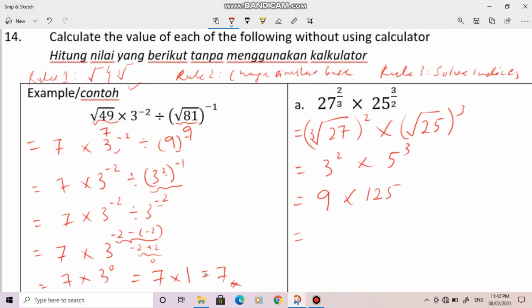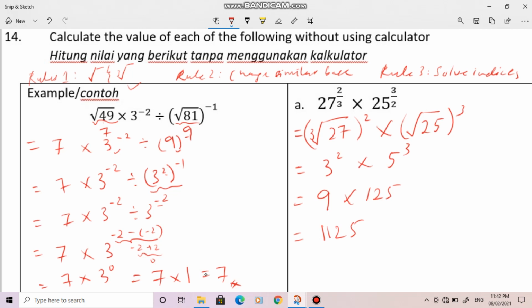So multiply, you will get 1125. Yes, you are right. Okay.